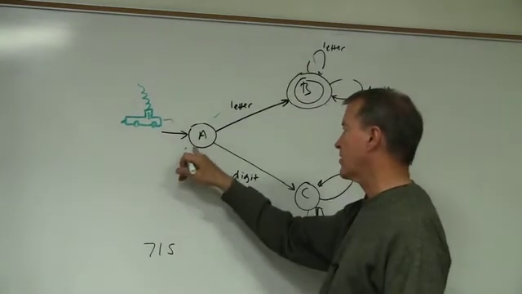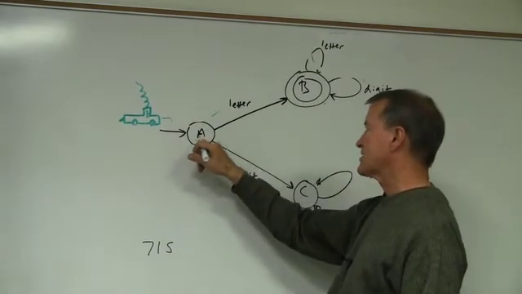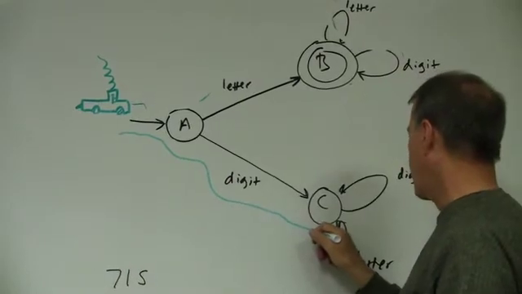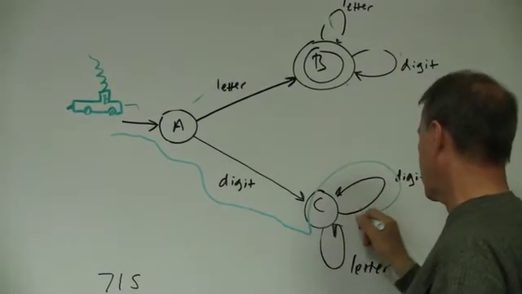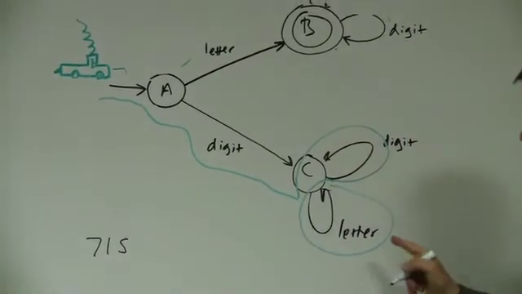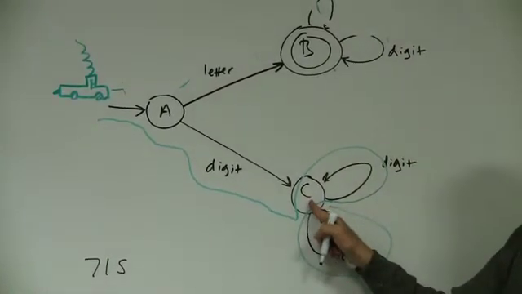We would come along here, and we're at A. Well, 7 is not a letter; it's a digit. So we would come along here, and we'd go to digit, and then 1, that's a digit, so we'd go around here, and then S, that's a letter, so we'd go around here. Now, in the end, where did we wind up? What kind of a state did we wind up in?